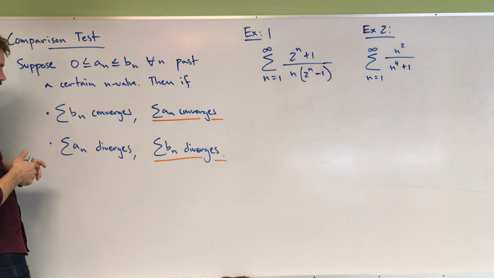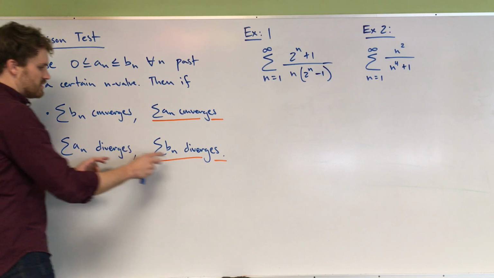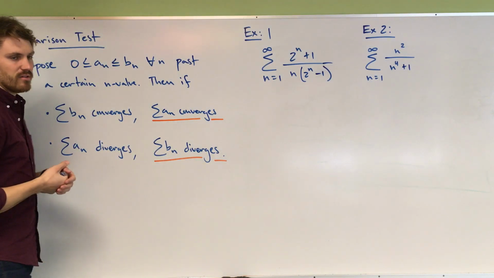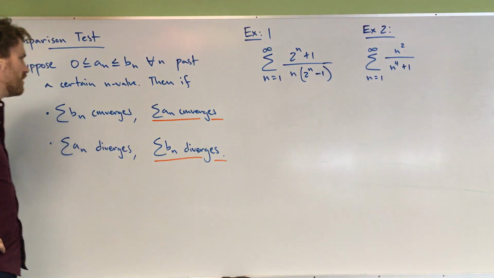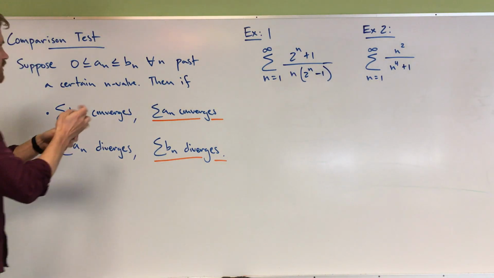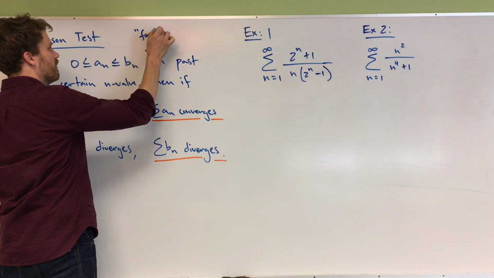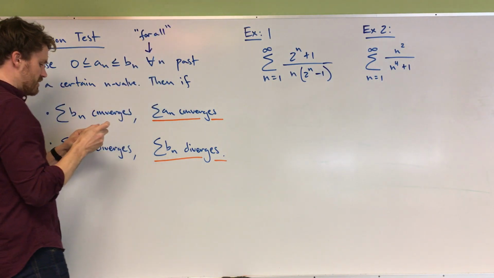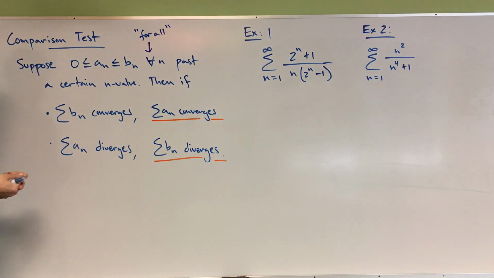And I'm not sure what the word would be here, inversely or conversely, one of those. If the smaller one diverges, then the bigger one will diverge as well. So it's very similar to some of the comparison that we did with improper integrals. Oh, and this little symbol here means for all. Sorry, I forgot to mention that. For all n past a certain n value.